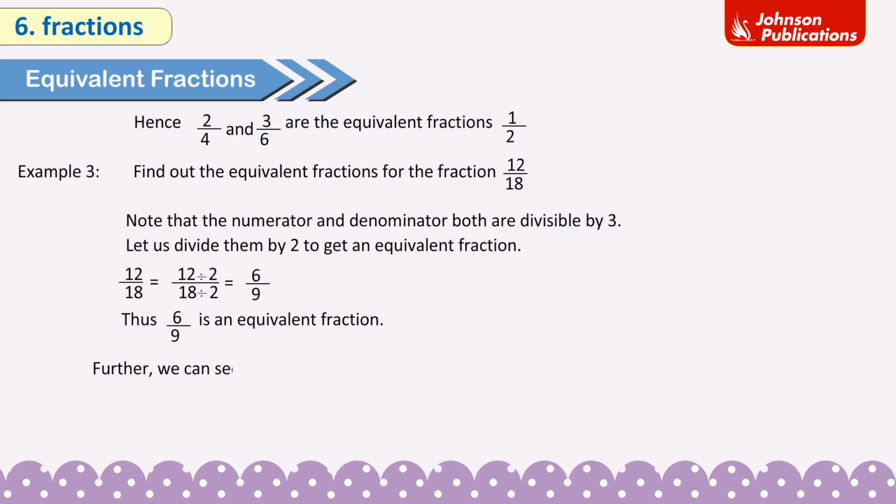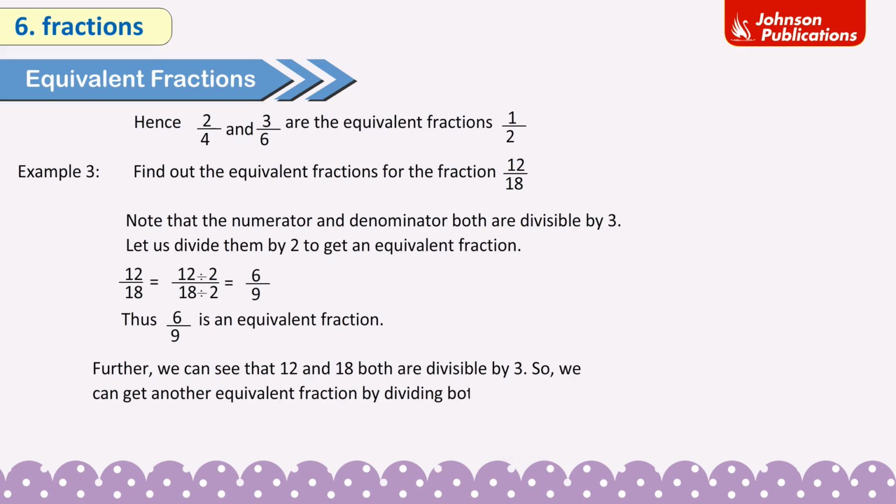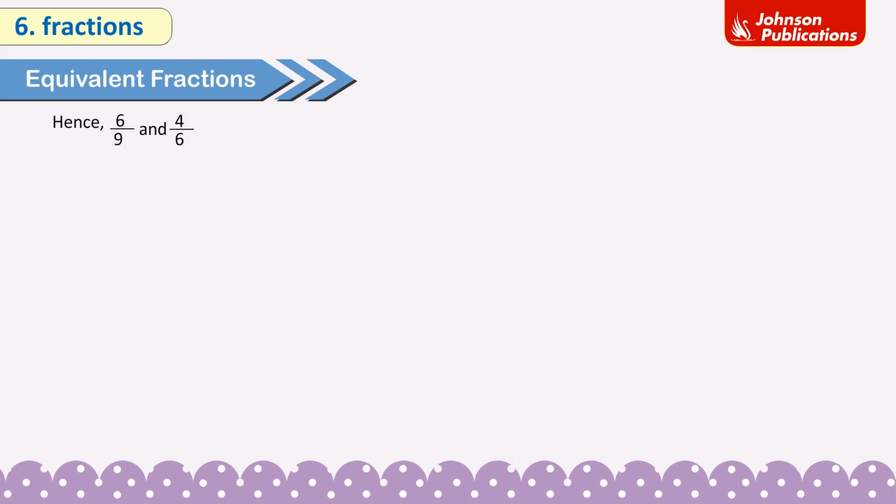Further, we can see that 12 and 18 both are divisible by 3. So, we can get another equivalent fraction by dividing both the numerator and denominator by 3. 12 upon 18 is equal to 12 divided by 3 upon 18 divided by 3, which is equal to 4 upon 6. Hence, 6 upon 9 and 4 upon 6 are the equivalent fractions of 12 upon 18.